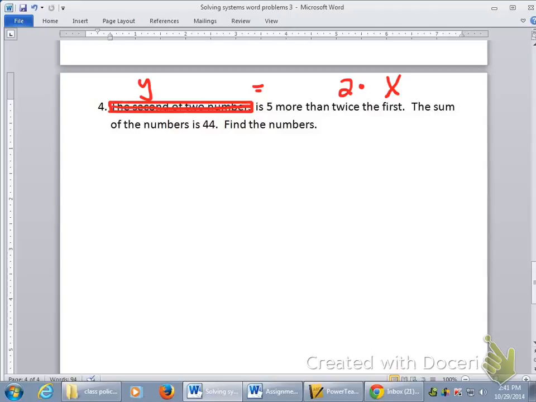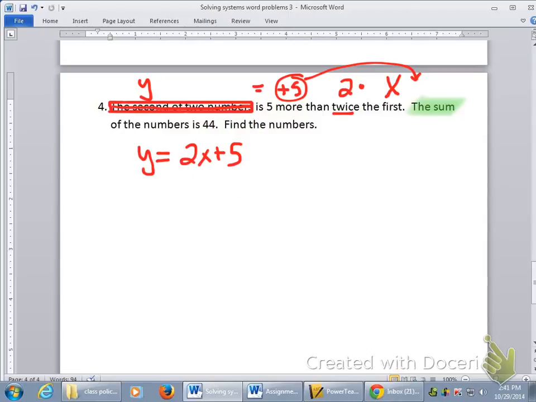Is stands for equals. Now here, I recognized I had the 5 more, so I knew that was going to go on the end. So I came here and I looked at twice. Twice means multiplied by 2, so 2 times x. And then 5 more is going to go to the end of that. So it ends up looking like this. Take a moment to think about that for a minute. Make sure you're good with 2x plus 5.